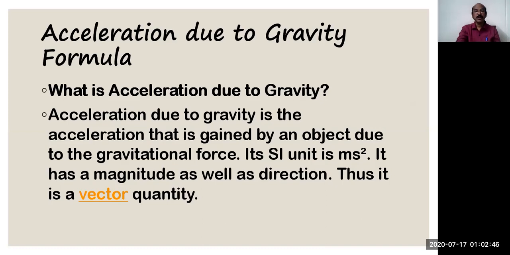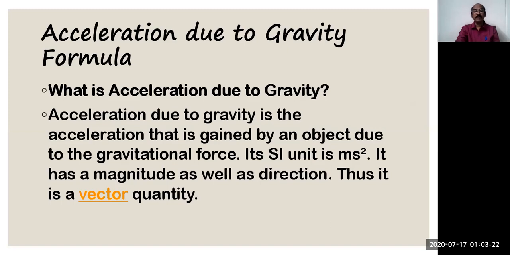Next, let us know about acceleration due to gravity. What is acceleration due to gravity? Acceleration due to gravity is the acceleration that is produced in an object due to the gravitational force. So when we project any body into the air, then as it moves up, its velocity gradually decreases because the gravitational pull is towards the center of the earth.